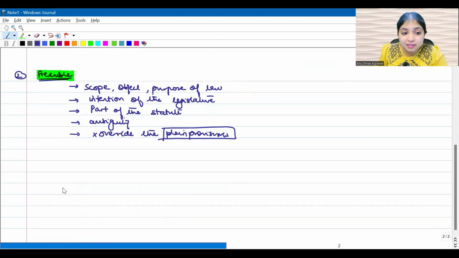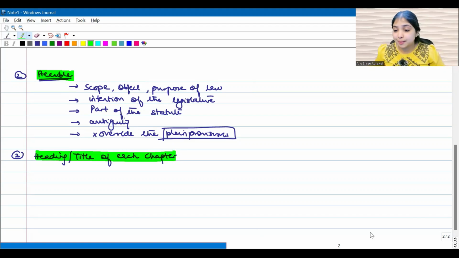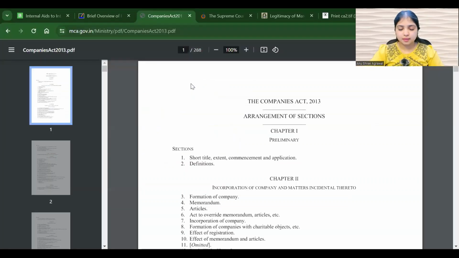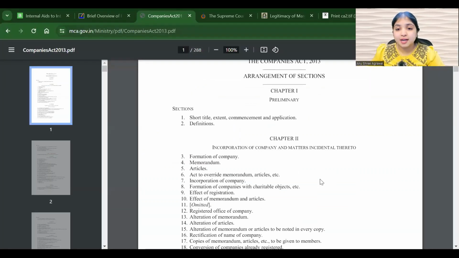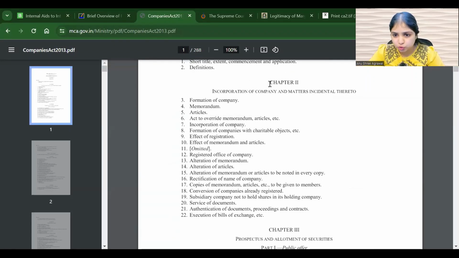After this, coming to the third internal aid, which is the heading or title of each chapter. The heading or title of each chapter, I'll straight away explain this to you with the help of an example. I'll take you to the Companies Act. Listen to me. Listen. The Companies Act is divided into chapters, guys. Like, for example, we have chapter 2. Heading is Incorporation of Company and Matters Incidental thereto.